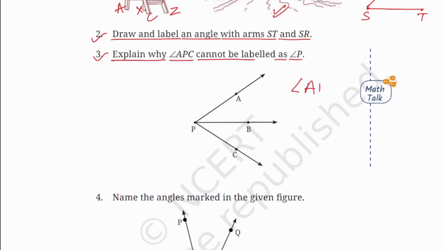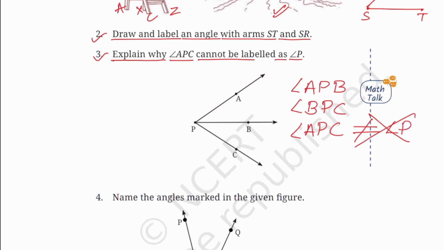Angle APB, angle BPC, angle APC. Since P is in all three angles, you can't name this angle as angle P. This is wrong.